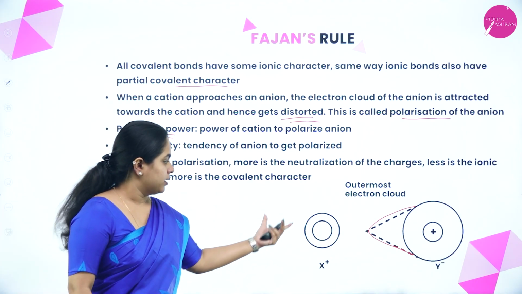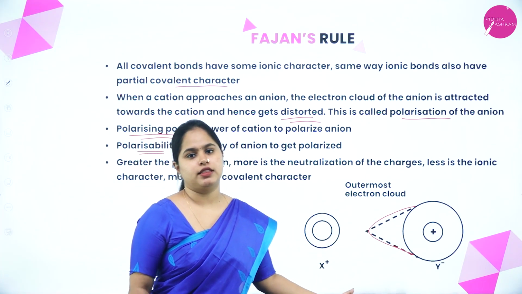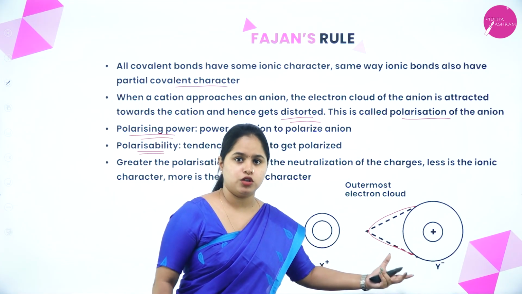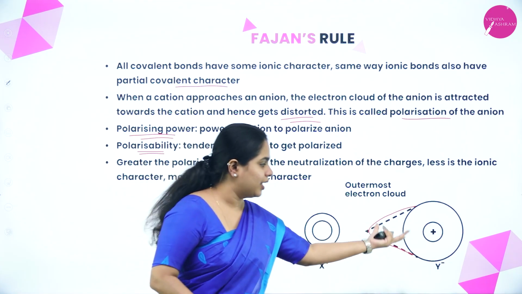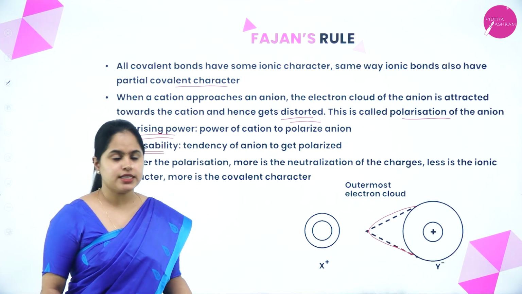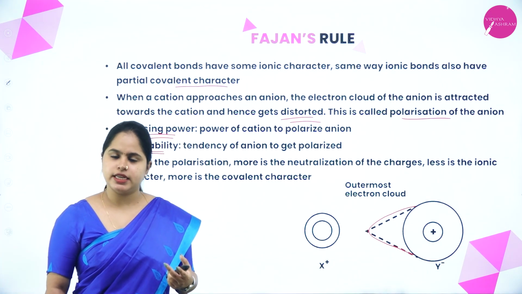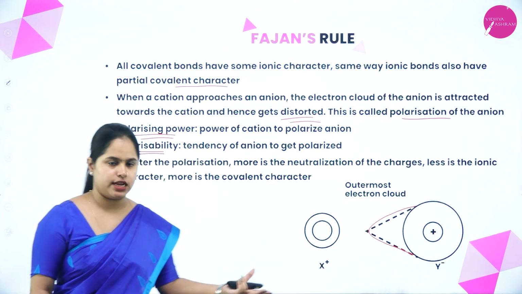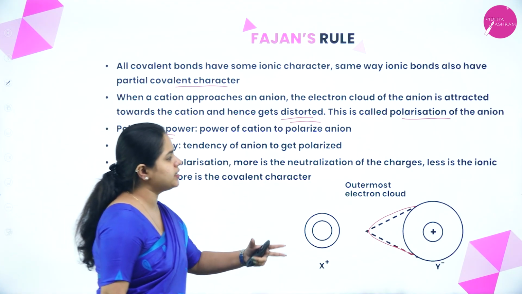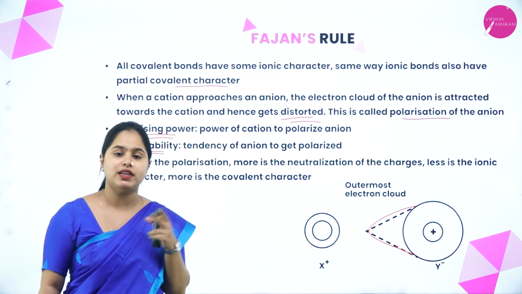Yes. So, the cation has polarizing power. Now, what does the anion have? That is polarizability. The tendency of the anion, or to what extent the anion gets distorted, is called polarizability. And this whole process that is happening is called polarization. What you have to understand here is that greater the polarization, more is the neutralization of the charges, less is the ionic character and more is the covalent character.